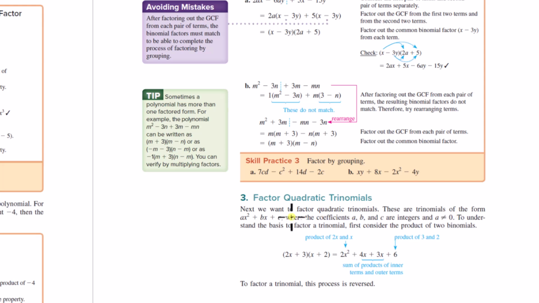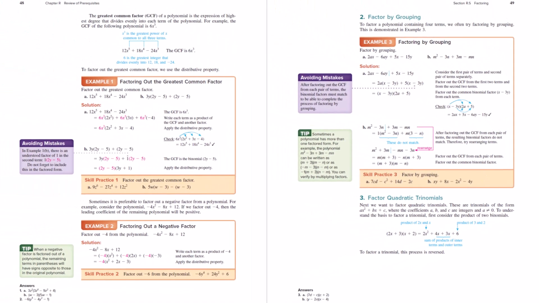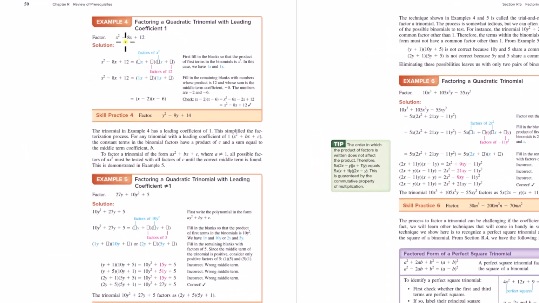These are trinomials of the form ax squared plus bx plus c, where the coefficients a, b, and c are integers, and a is not equal to 0. To understand the basis to factor a trinomial, we can first consider the product of 2 binomials. Okay, so factoring, you should know how to do this.